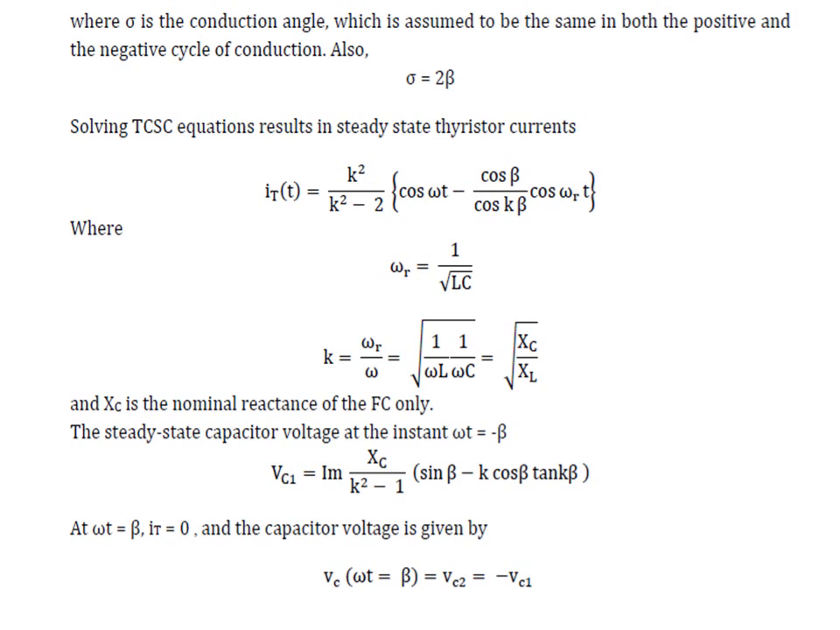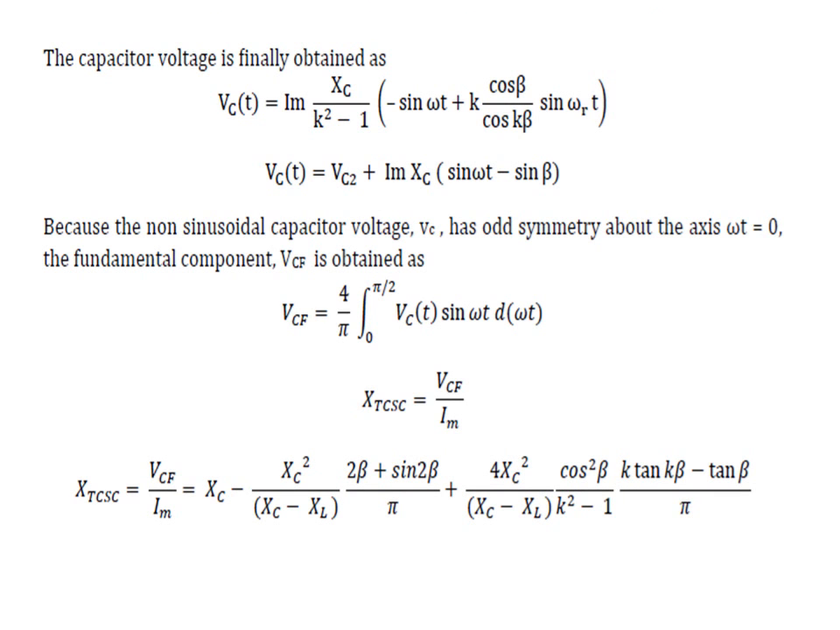The steady state capacitor voltage at the instant omega t is equal to minus beta is given by Vc1 is equal to Im into xc divided by k square minus 1 into sin beta minus k cos beta into tan k beta. At omega t is equal to beta, the thyristor current is equal to 0, and the capacitor voltage is given by Vc of omega t is equal to beta is equal to Vc2 minus Vc1. The capacitor voltage is finally obtained as Vc of t is equal to Im Xc divided by k square minus 1 into sin omega t plus k cos beta divided by cos k beta into sin omega r t.